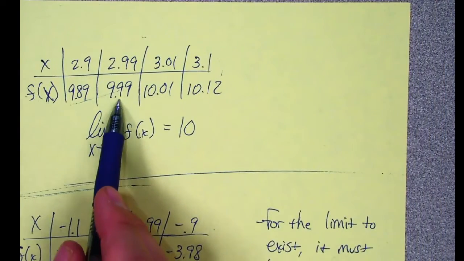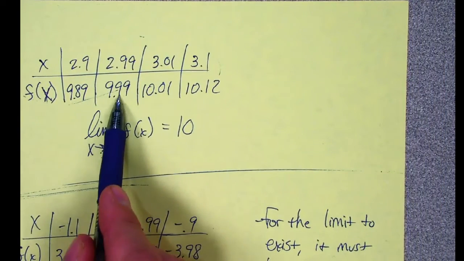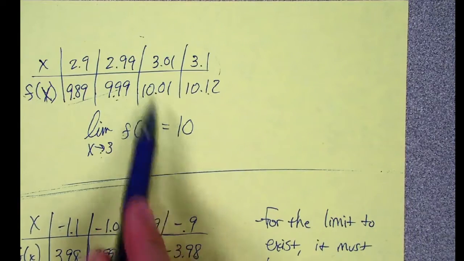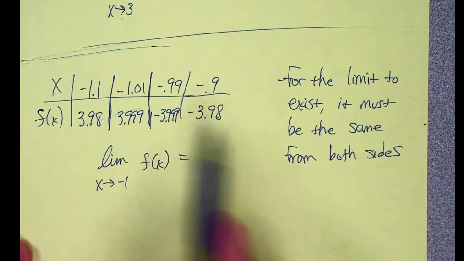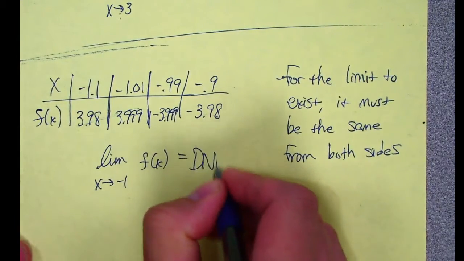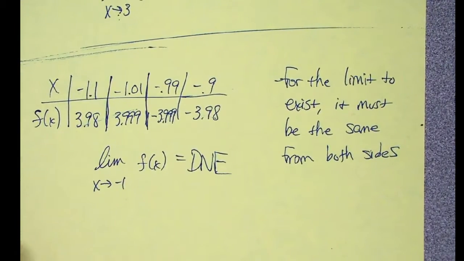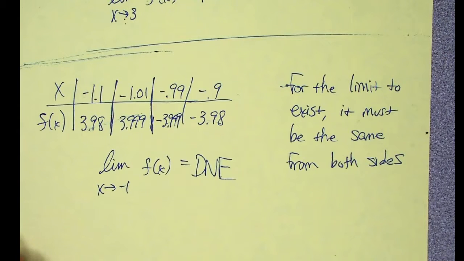So up here, we had a match. It looked like it was coming to 10 over here, it looked like it was coming to 10 over here, so the answer is 10. This one looks like it's going to 4, and this one looks like it's going to -4. So what we say there is the limit does not exist. If the limit exists, it's going to be the same from both sides. If it's not the same from both sides, you say it doesn't exist.